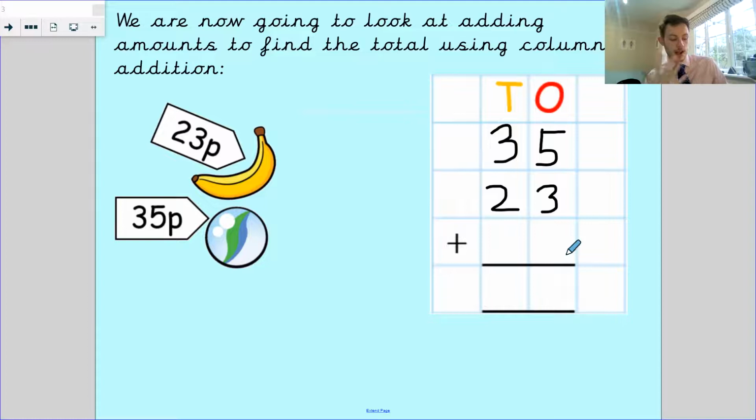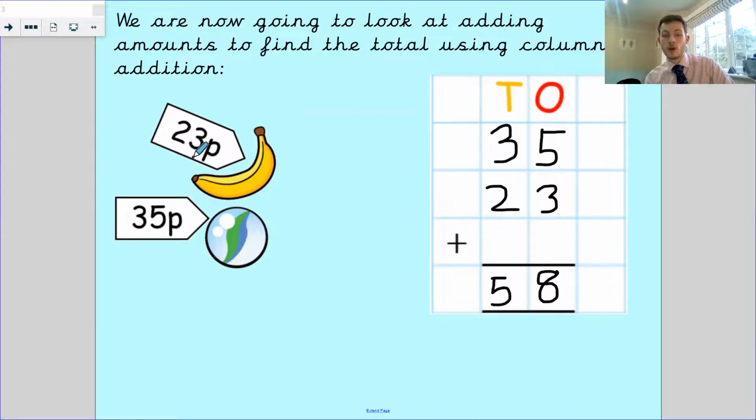So 5 add 3. Well, I could use my hands, I could use my head, I could use my ruler, but I know the answer is going to be 8. 3 add 2. I know the answer is going to be 5. So I've got my answer down here now. How quick was that? Much quicker than counting on my fingers. So I've got 58 as my answer.